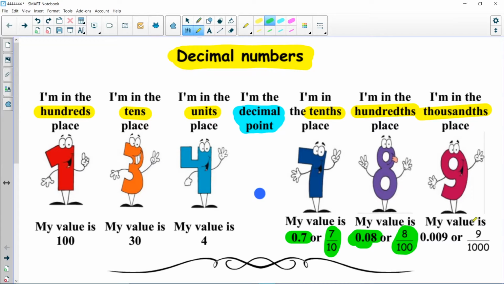This 9, its place value is thousandths. Then we can write it as 9 over 1000 in fractions or in decimals 0.009, 9 thousandths. The place value for this 4 in whole numbers is just 4. The place value for this 3 is tens, we will add 0. The place value for 1 is 100.